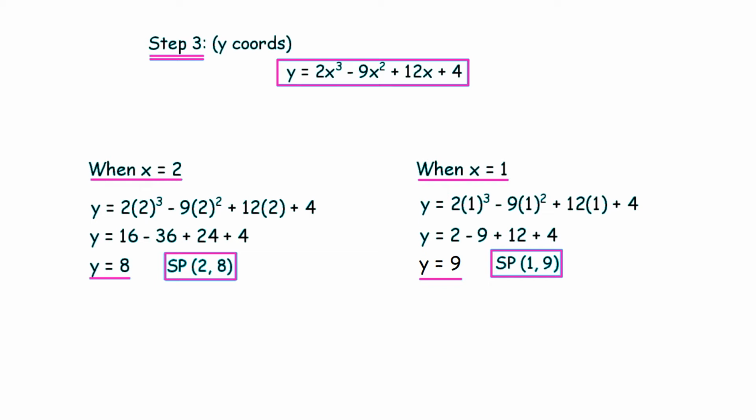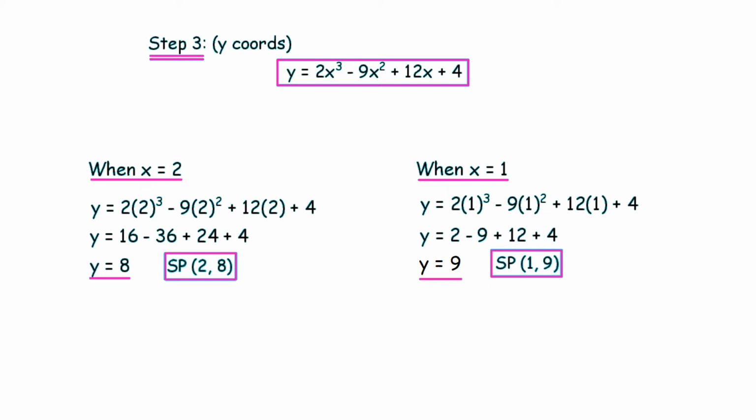So you have 2 bracket 2 cubed minus 9 bracket 2 squared plus 12 bracket 2 plus 4. When you work all that out, you end up getting 16 subtract 36 plus 24 plus 4, and that gives you 8. So the coordinates of the stationary point when x equals 2 will be (2, 8).